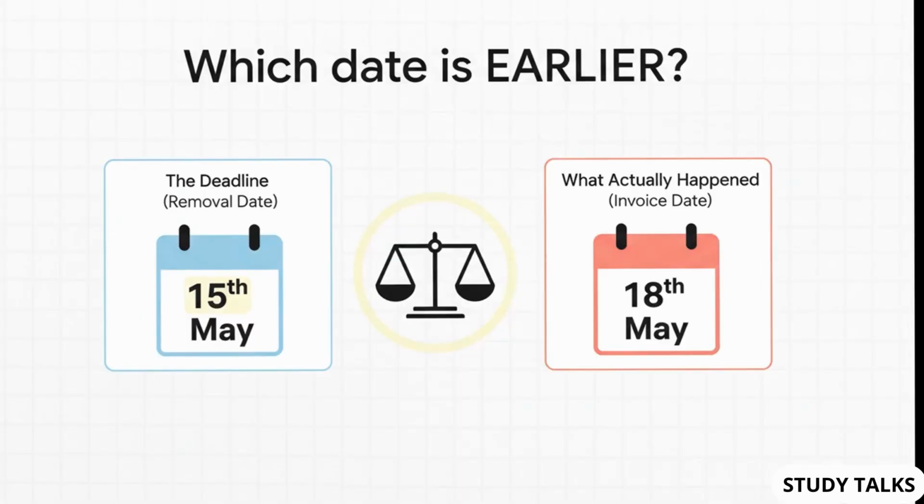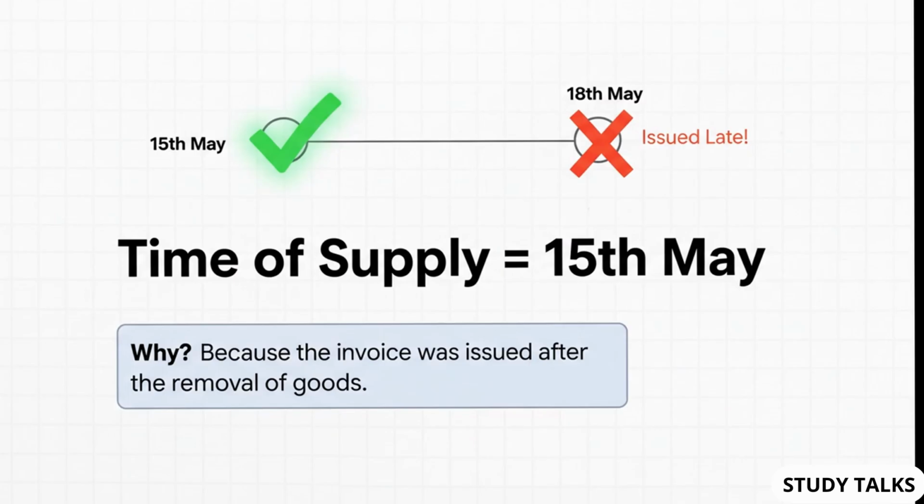So let's circle back to our original problem. The goods were removed on May 15th. That means the absolute last day to issue the invoice was also May 15th. But the company actually issued it 3 days later on the 18th. So let's ask the question, which date is earlier, the 15th or the 18th? Of course, it's the 15th of May.